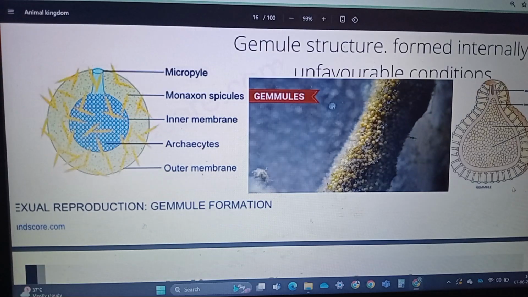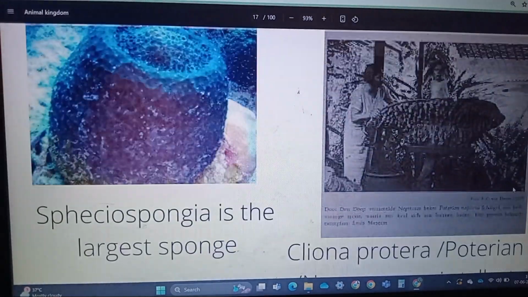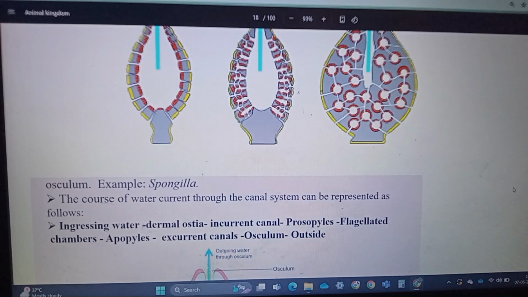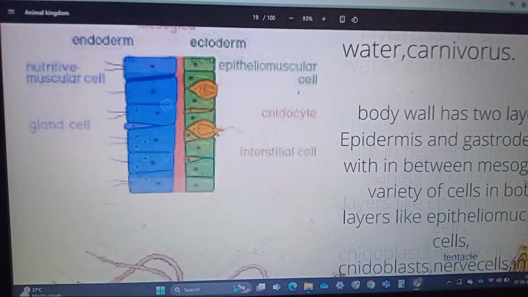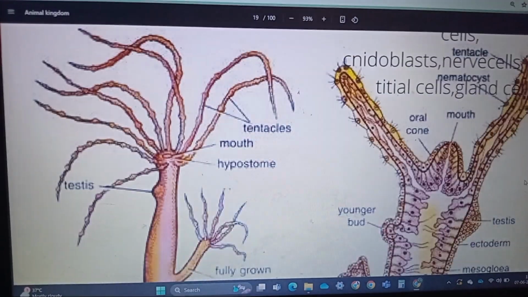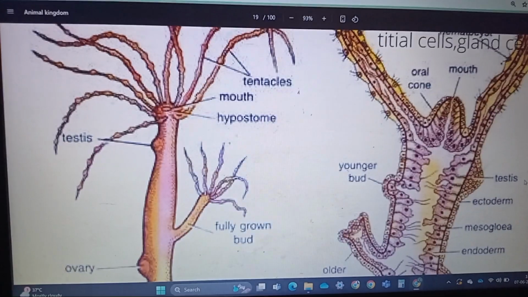The next phylum is Coelenterata, Cnidaria. Cnidaria, the Coelenterata, most of these are also marine, but they can be freshwater. As an example, Hydra. They are aquatic. They can be sessile or free living. If we see, this is one Hydra.